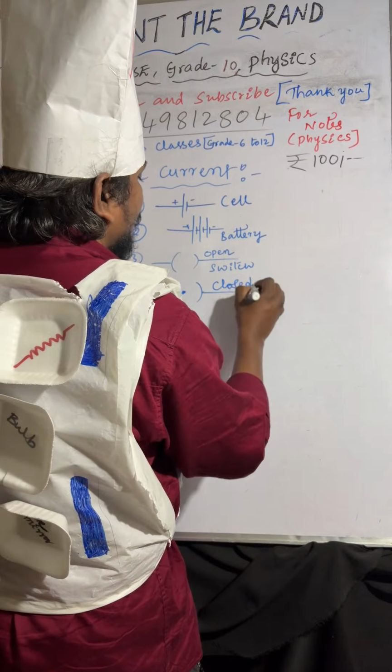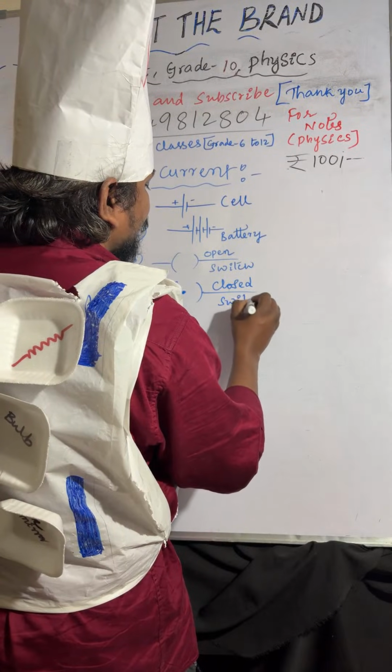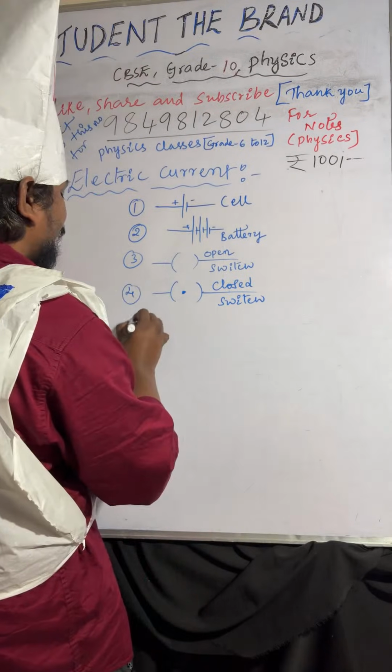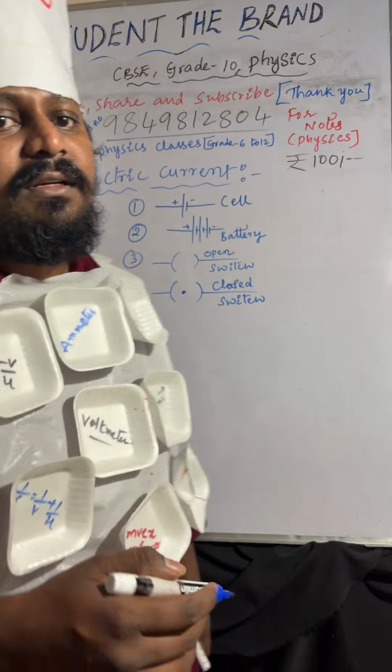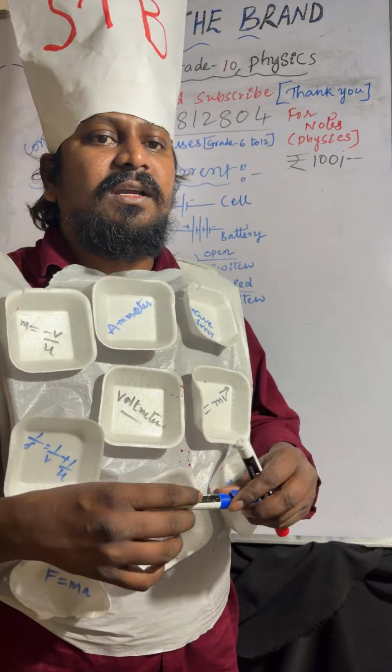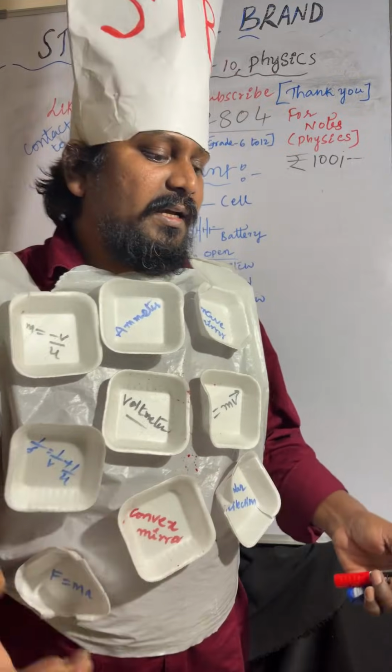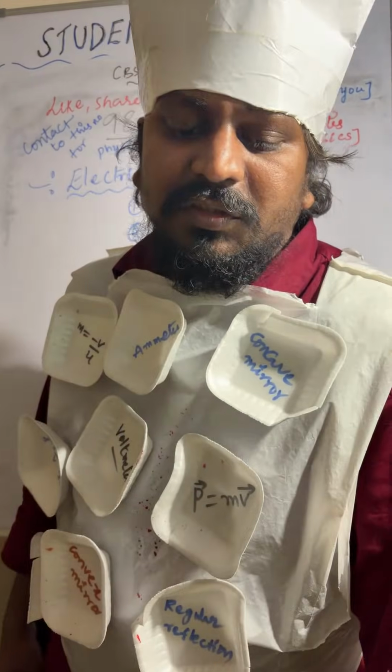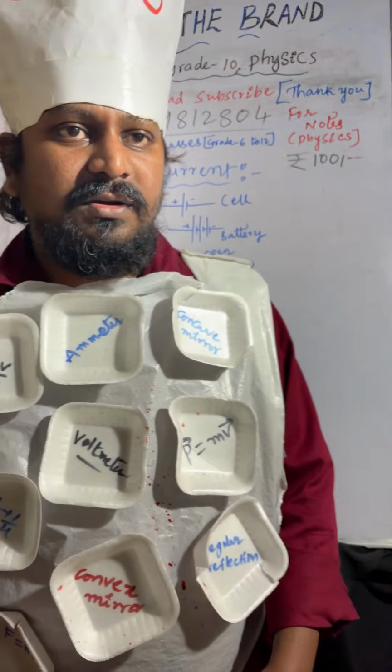If the dot is not there, that is an open switch. Okay, open switch. And the fifth one is the resistor. A resistor is a device which is used to oppose the electric current in the circuit.